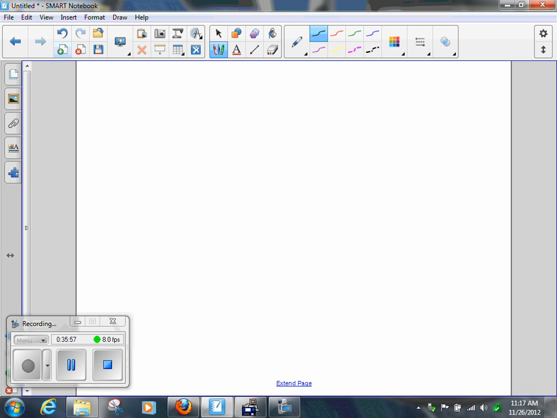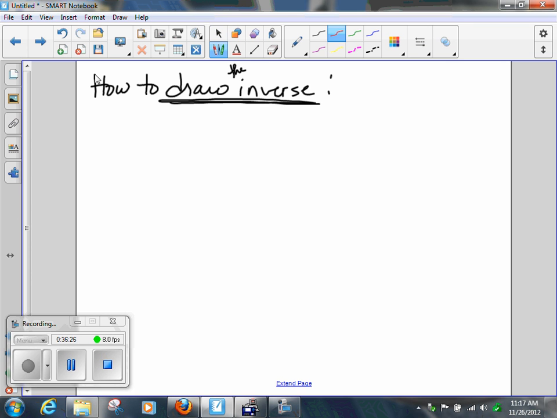Okay, here's one. Look at this. Notice the words that I'm using. How to draw the inverse. Okay? This is your calculator stuff, folks. I had to write it down because if I don't write it down, I'm not going to remember it. Got to have something to refer to.